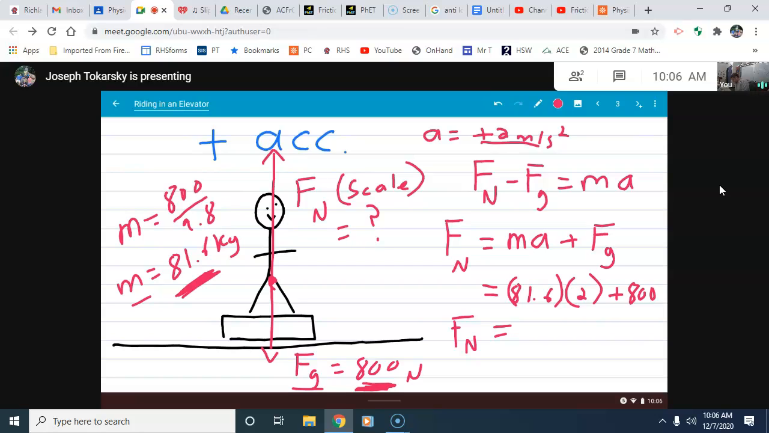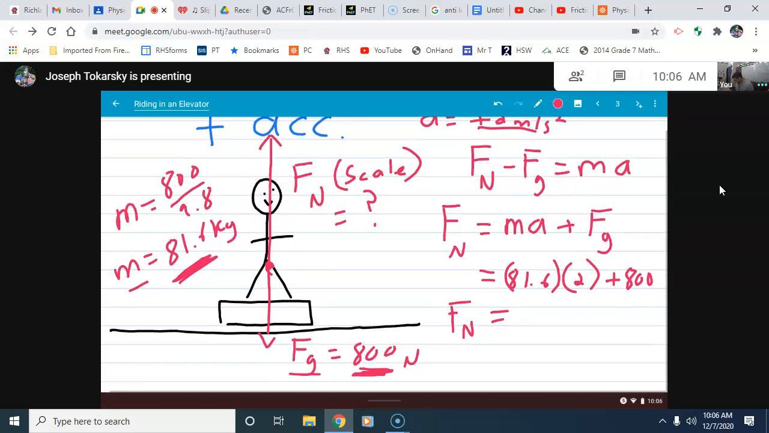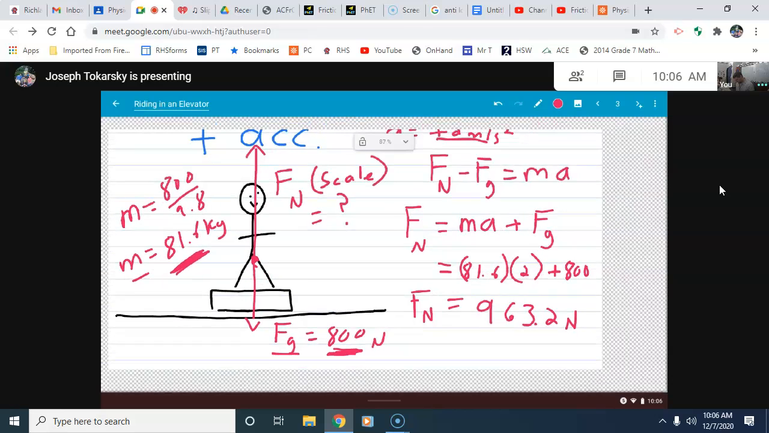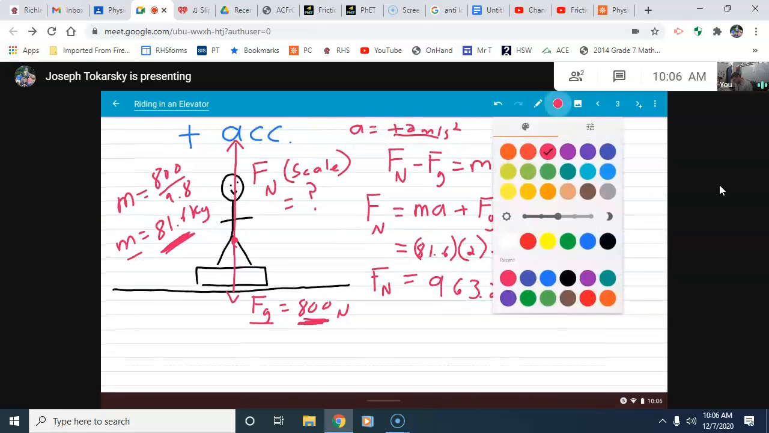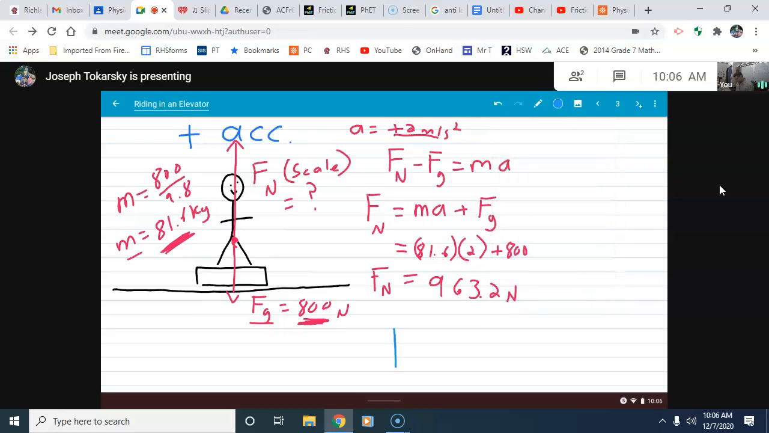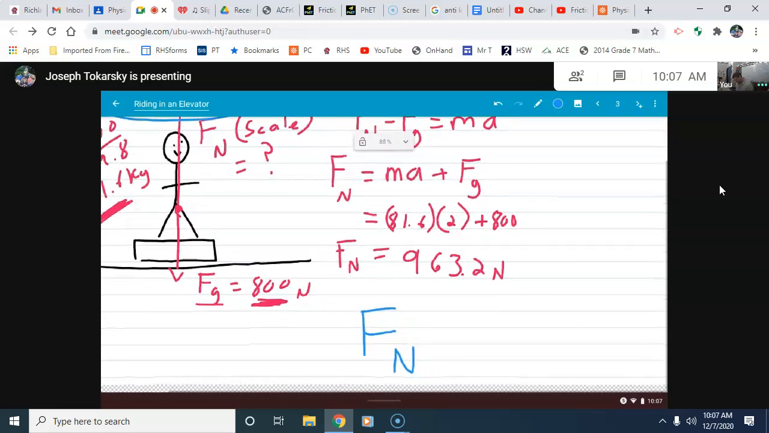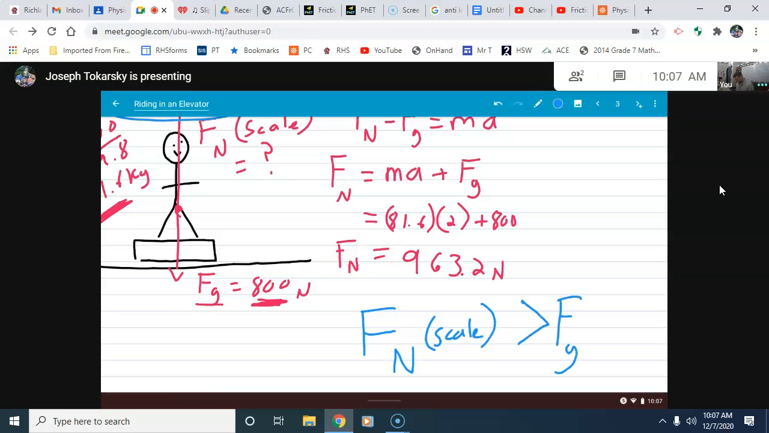I hit one wrong button there, let me do it again, 800 plus 81.6 times 2. This person would feel like they were 963.2 newtons. In other words, generally speaking, when you're accelerating positively, any positive value in general, the normal force, aka scale reading, I'll just remind us of that by putting that in parentheses there, is greater than your actual weight, force due to gravity.